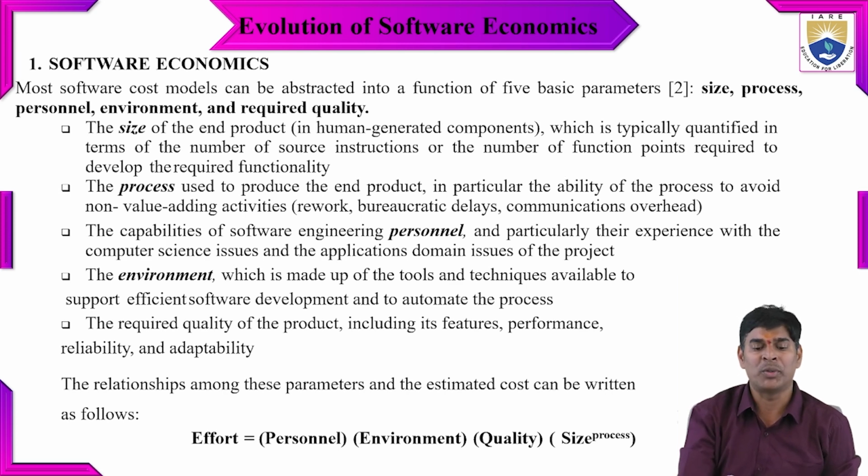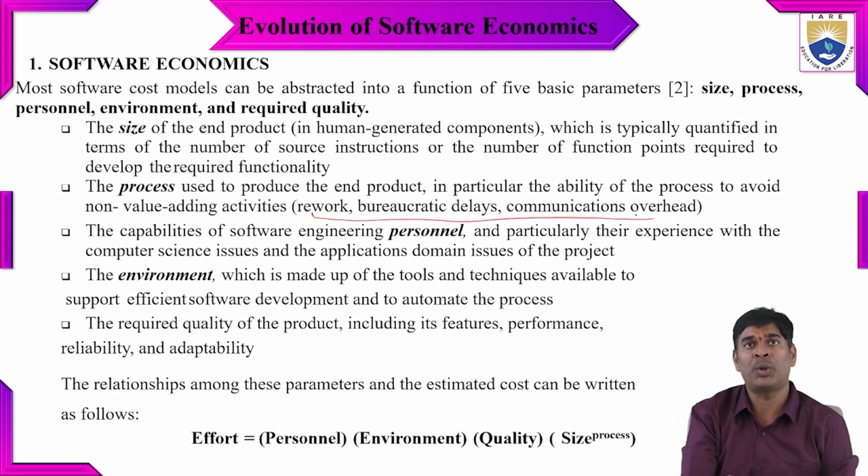The next one is the process. The process is mainly used to produce the end product. In particular, the ability of the process to avoid non-value adding activities, such as rework, bureaucratic delays, and communication overheads. So they are going to try to avoid these.